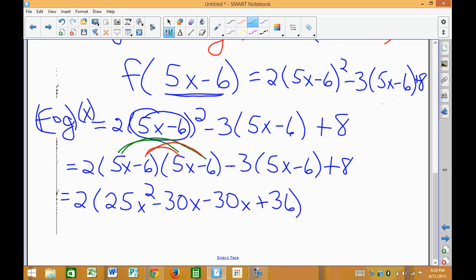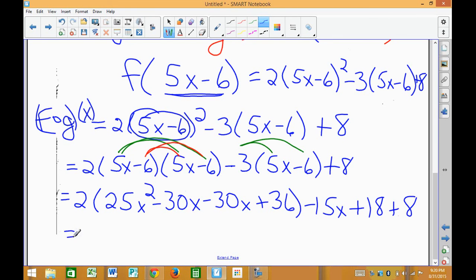I can distribute the negative 3 to my next quantity. So that's negative 15x. Two negatives again make a positive. 6 times 3, 18. And then we have a plus 8 on the end.